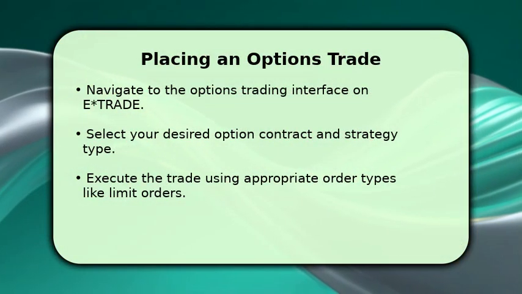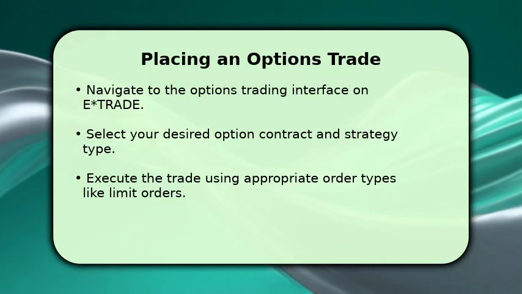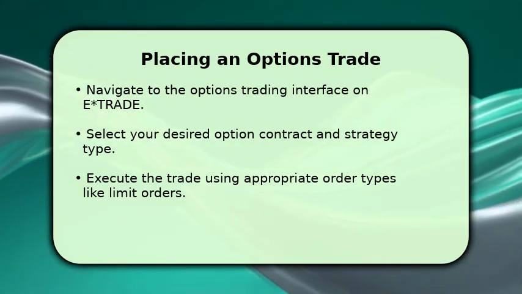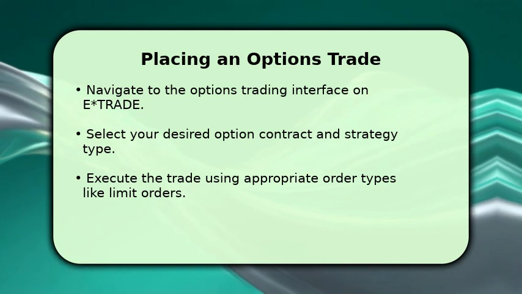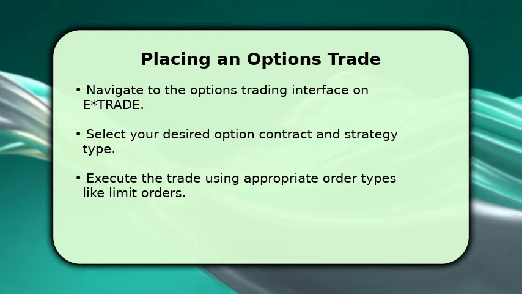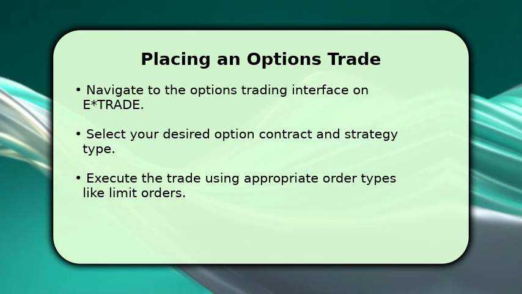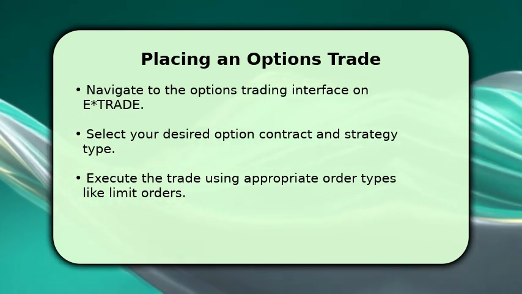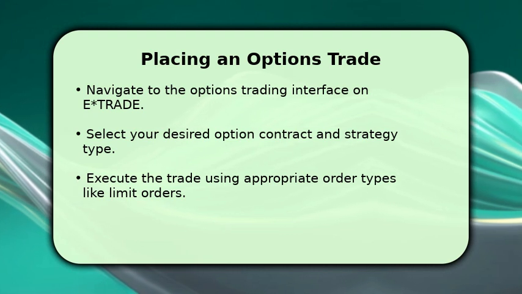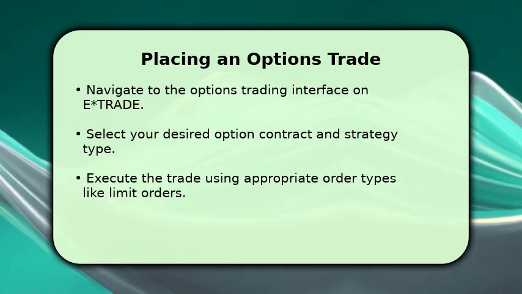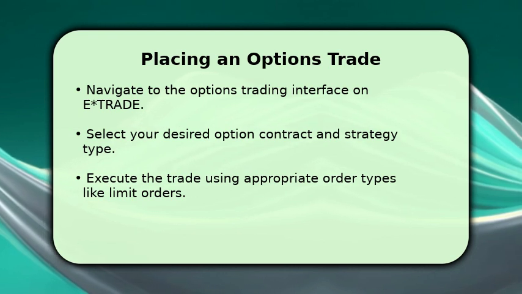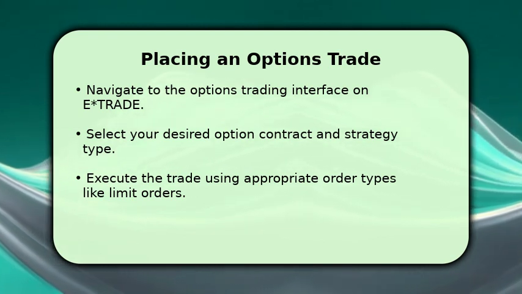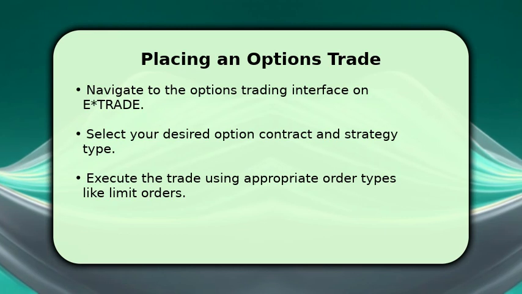Once your account is ready, you can place an options trade. First, navigate to the dedicated options trading interface within Etrade. Here, you'll select your desired option contract, choosing between calls or puts, and define your strategy. When executing the trade, always consider using appropriate order types, such as a limit order, to control your entry or exit price. This helps manage your risk and potential returns effectively.